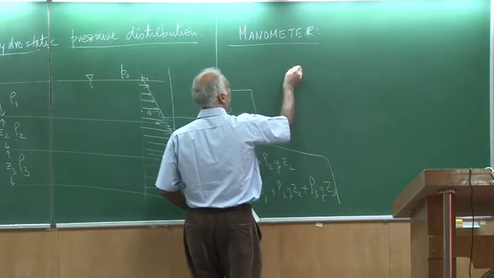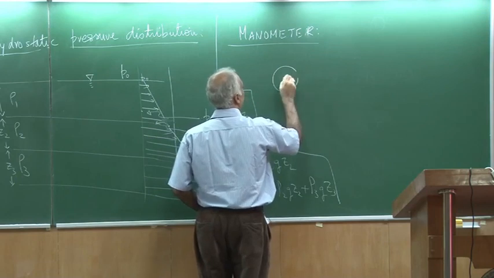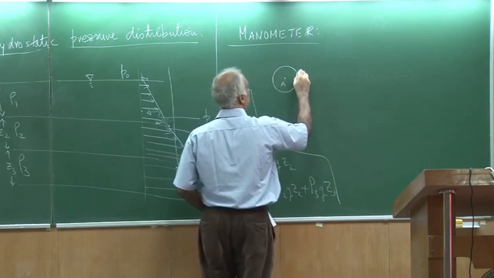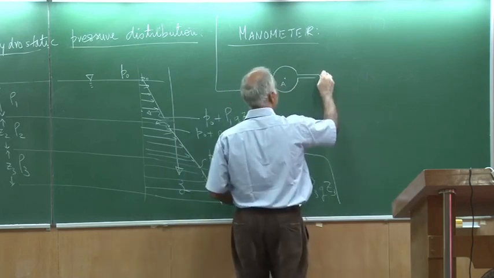So, suppose I have a bulb here. Let me call this point A, and this is connected to a U tube.